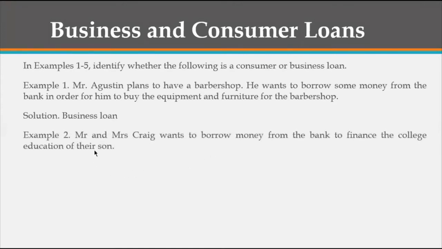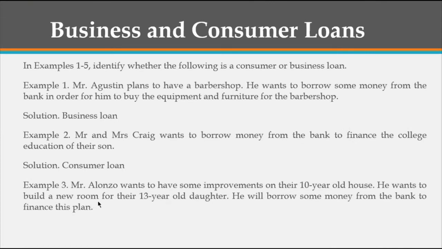Number 2, Mr. and Mrs. Craig wants to borrow money from the bank to finance the college education of their son. Number 3, Mr. Alonso wants to have some improvements on their 10-year-old house. He wants to build a new room for their 13-year-old daughter. He will borrow some money from the bank to finance his plan.